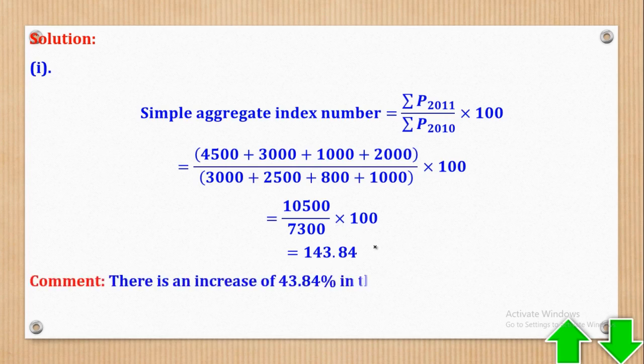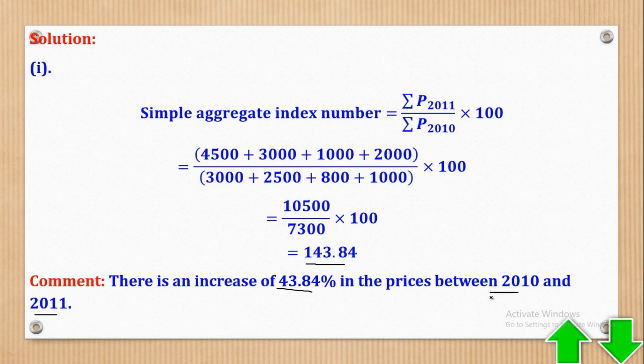Then on the comment, the difference between this and 100 is 43.84, therefore I shall comment that there is an increase of 43.84% in the prices between 2010 and 2011. 2010 is the base year, 2011 is the current year.